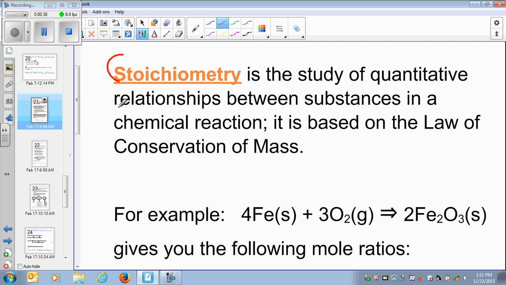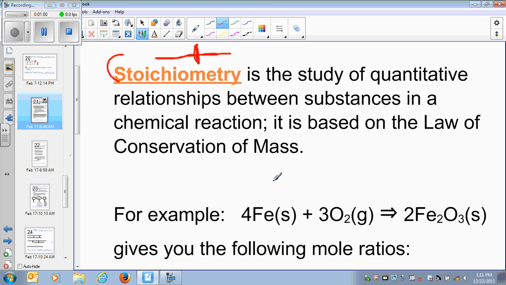I will maybe make two different videos to teach the two different methods, and then you can choose whichever method you like. It just matters how comfortable you are with dimensional analysis and with the mole mass concept. That's all stoichiometry is about. So stoichiometry is the quantitative relationship of a chemical reaction.